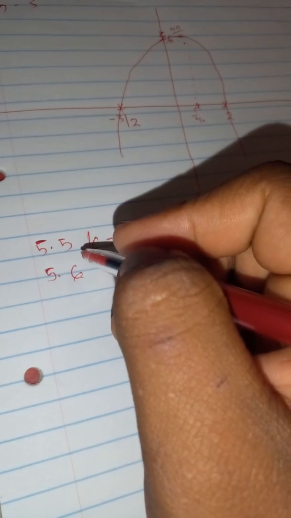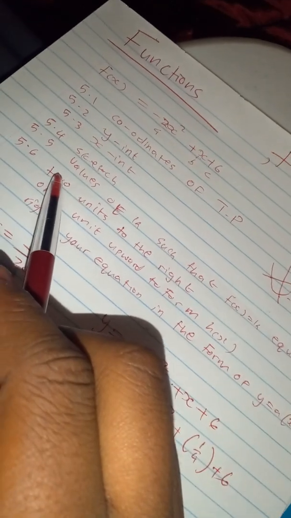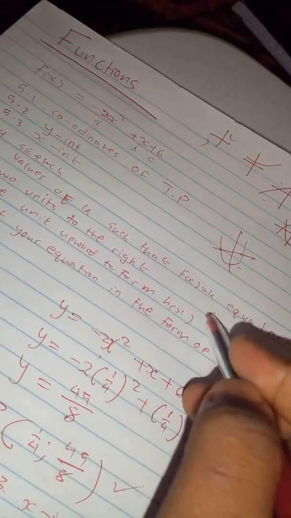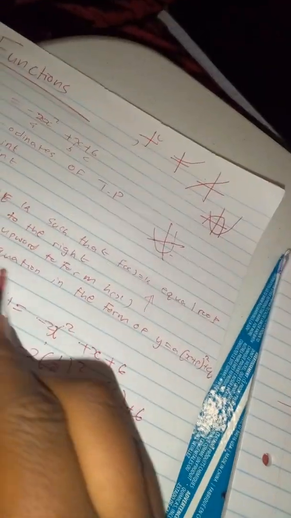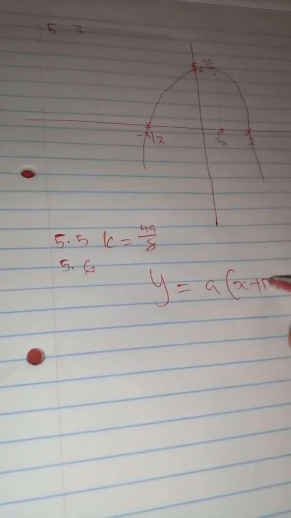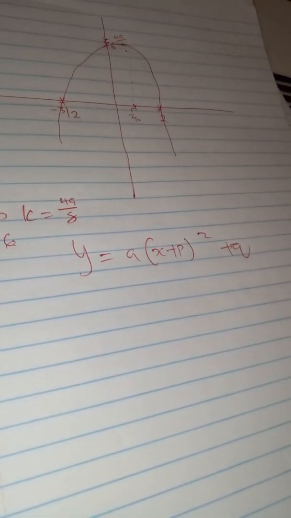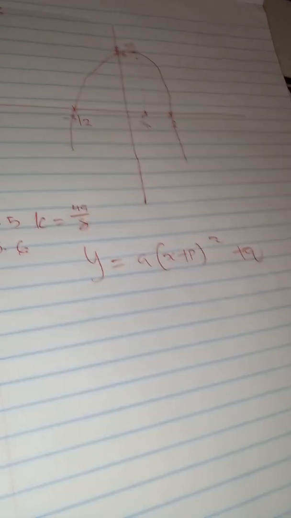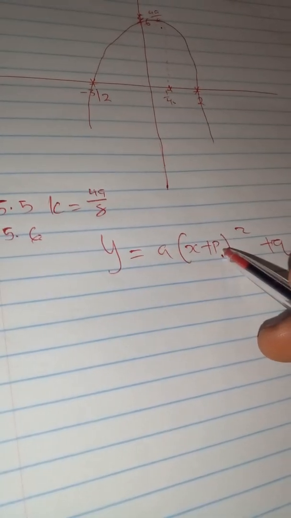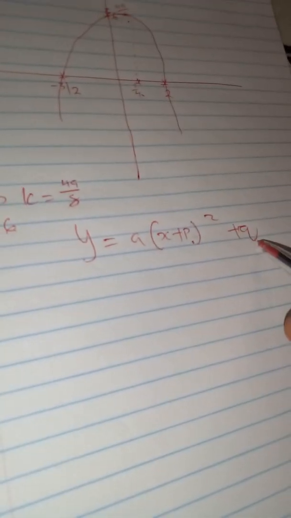They say, write down, but find the h of x if your graph has been shifted 2 units to the right and 1 unit upward. Then write your equation in the form y is equal to a(x plus p) squared plus q. So this formula is the turning point formula. So I'm just going to insert my turning point coordinates. This p represents the x value on the turning point, and this q represents the y value on the turning point.